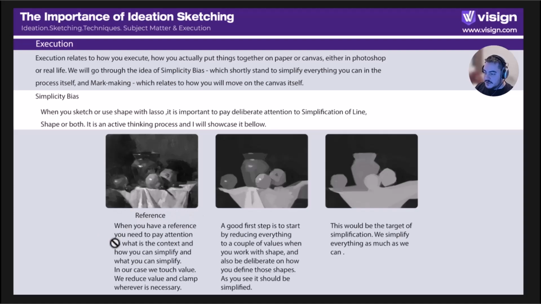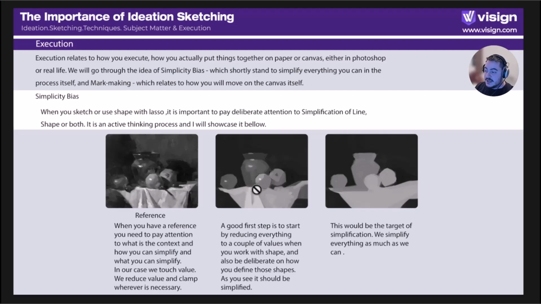And of course, the reference part is when you have a reference, you need to pay attention to what is the context and how you can simplify and what you can simplify exactly. In our case, we have the idea of value. We reduce value and clamp wherever is necessary. So that's exactly what you'll see in the second image here. What we did was we took the values that we got and we clamped them massively to see okay, how we can create readability. And you see that the value here of the vase is actually lighter than it's here, but we did that to actually create readability.